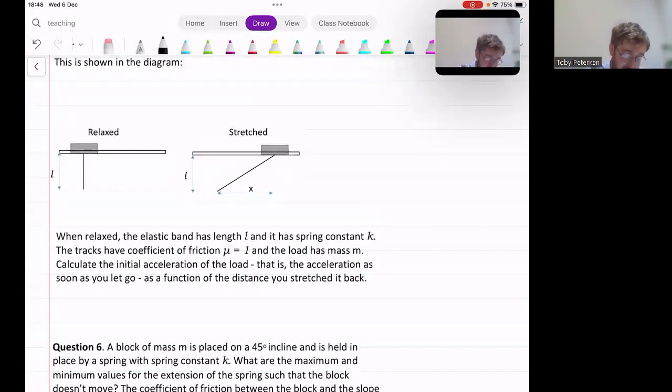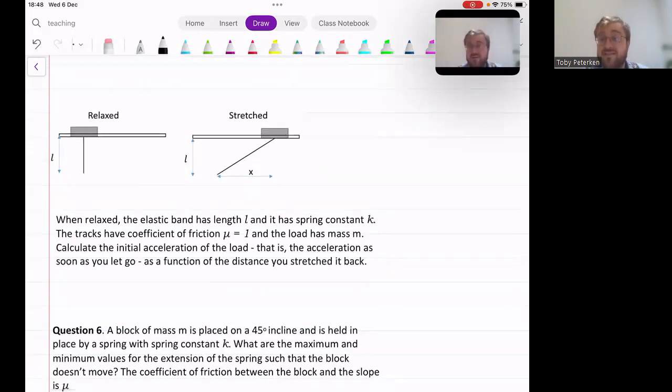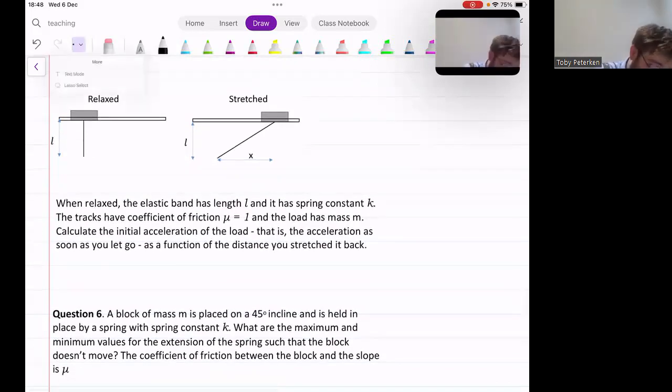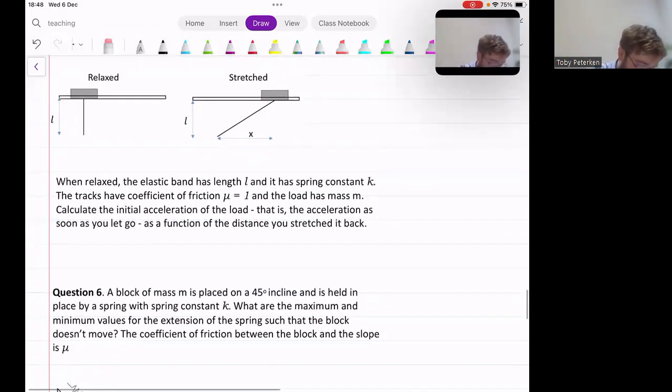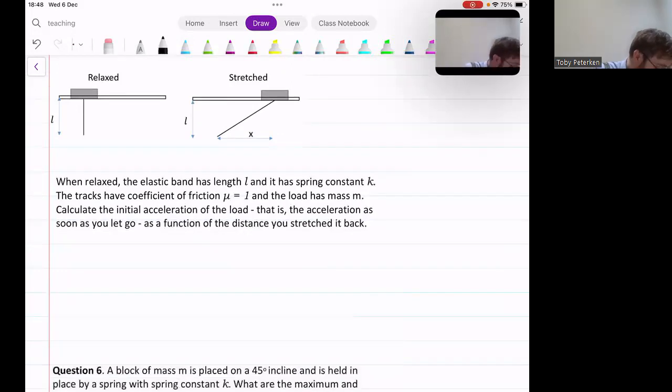When this is relaxed, so if you look at the picture, when this is relaxed, or in its default state before it's been stretched back, we see that the elastic band has length L, and as we pull it back, it gets stretched. And just to make the algebra nice and easy, or as easy as it can be, this is quite a long question, the coefficient of friction, I've just said, is 1. Let's make things easier.